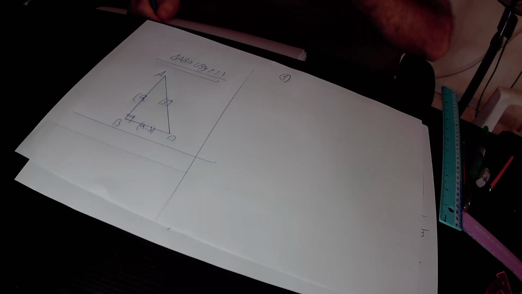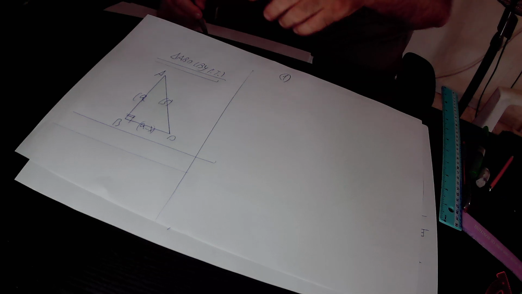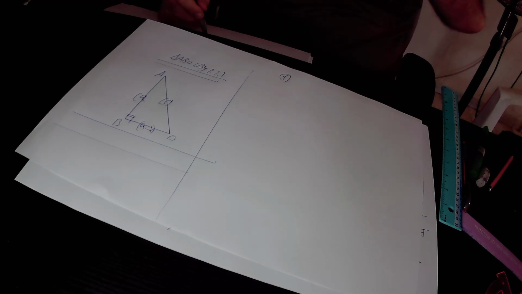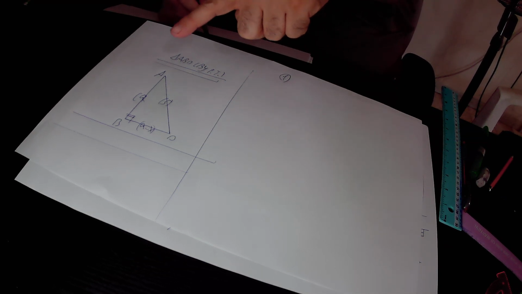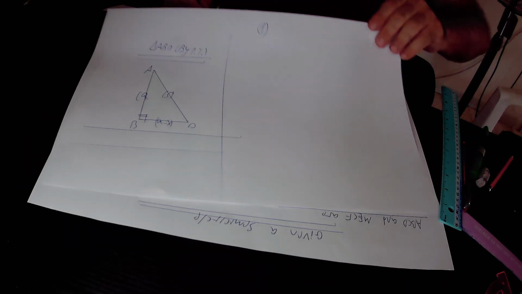So actually, this is the right triangle ABO that is coming from the original drawing. According to the Pythagoras theorem, in this right triangle ABO, AO squared, that is the square of the hypotenuse, equals AB squared plus BO squared. So I will write it down. This will be equation 1.